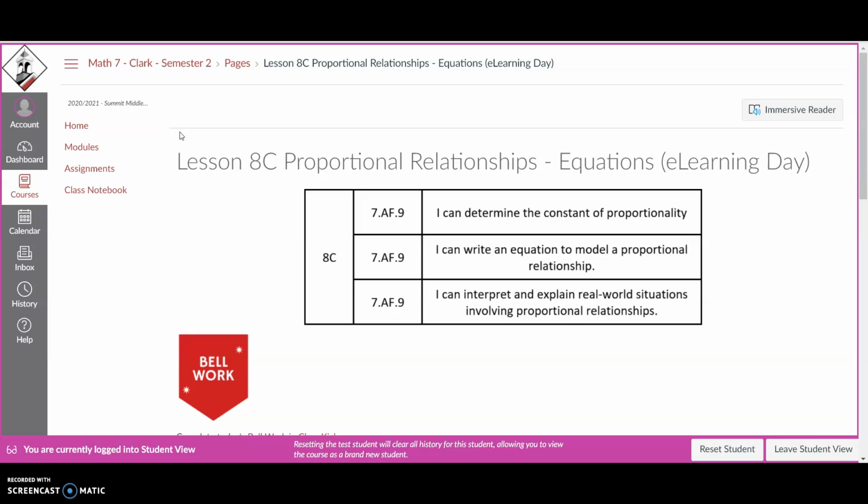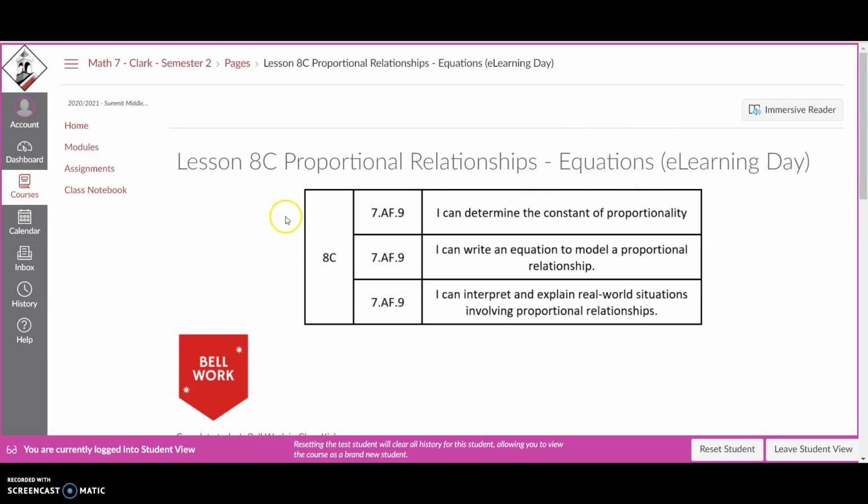It is February 5th. So I'm just going to go through my expectations for today's e-learning day, or what you're going to do, and then you can go ahead and get started. Today we're doing our last lesson for Unit 8, which is proportional relationships in equations.